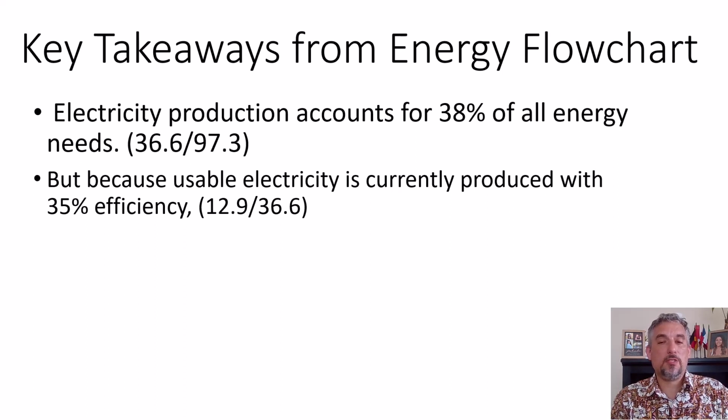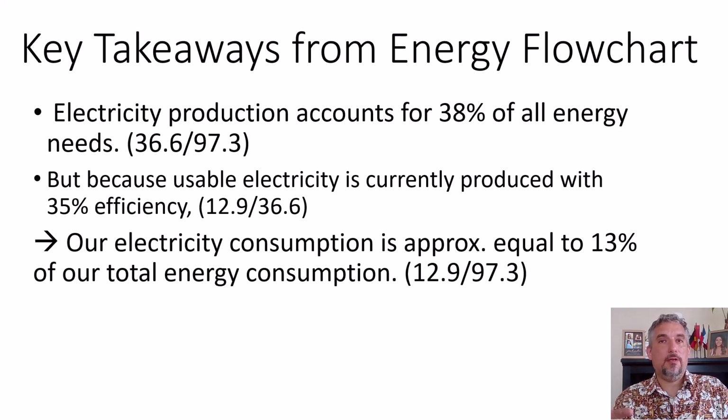But because usable electricity is currently produced with about 35% efficiency, which is the 12.9 over 36.6 that I referenced, that's 35%, our electricity consumption is, if you look at it as a final number, approximately 13% of our total energy consumption. That's the 12.9 divided by the 97.3. So that's a national number, but we can use that at state level to approximate how much energy is used in the state given a certain amount of electricity that we use. So we have pretty good numbers on the electricity use, and we can use that to extrapolate to find out how much energy we use total.